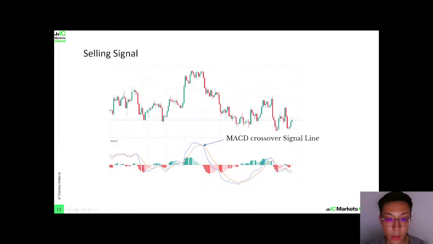So, selling signal: MACD crosses below the signal line. When it crosses below this signal line, we are looking for sells. And then you can see right here we have the red histogram to also see if it all lines up together. Red histogram and MACD crossing below the signal line means we are looking for sells.